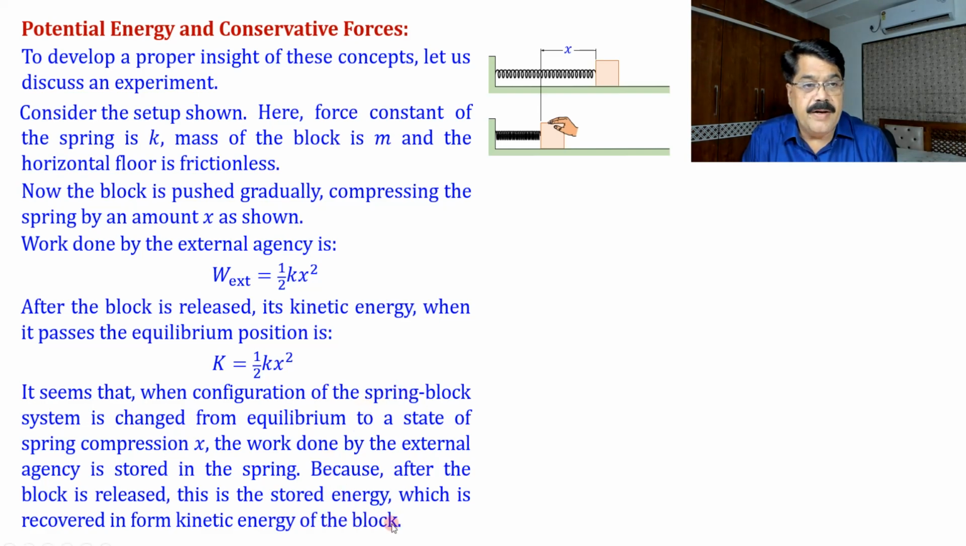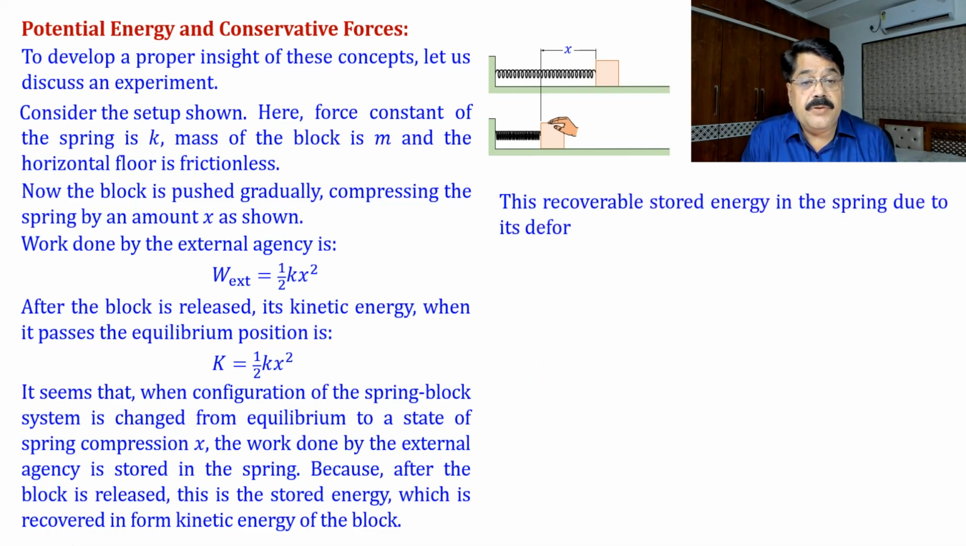That idea is very clear. Why am I saying this energy is stored in a recoverable form? Because when the block is released, the block gains kinetic energy equal to half kx squared when it comes to the equilibrium position. So we can say that the amount of work done in compressing the spring was stored in the spring as recoverable energy, and this energy is called potential energy. This recoverable stored energy in the spring due to its deformation is the potential energy of the spring.